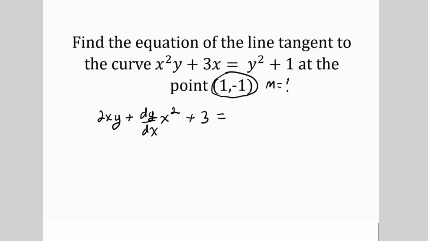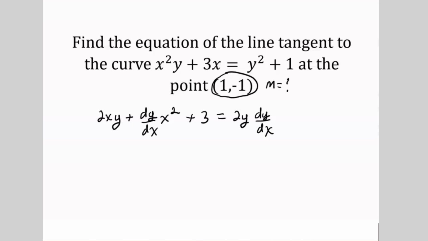So the derivative of y squared with respect to itself is 2y, but then we need a dy/dx, and then the derivative of 1 is a constant, so that's 0. Now there's a couple ways to do this. You can plug in the point (1, -1) and solve for dy/dx that way, or you can solve for dy/dx, get the answer, and then plug in (1, -1). I'm going to do it that way just to show you the technique here.